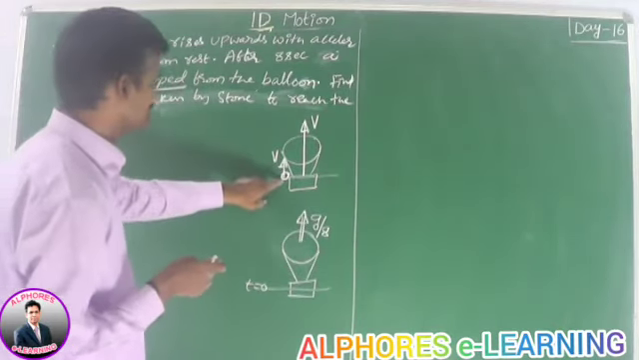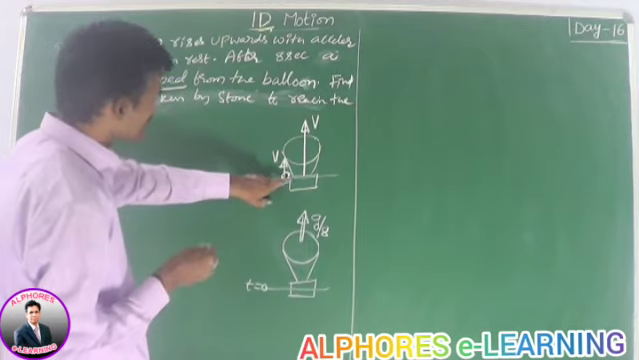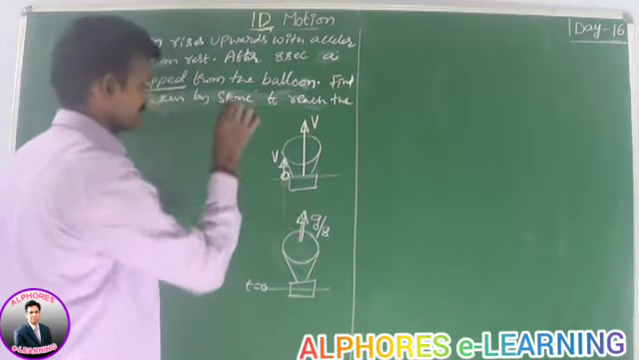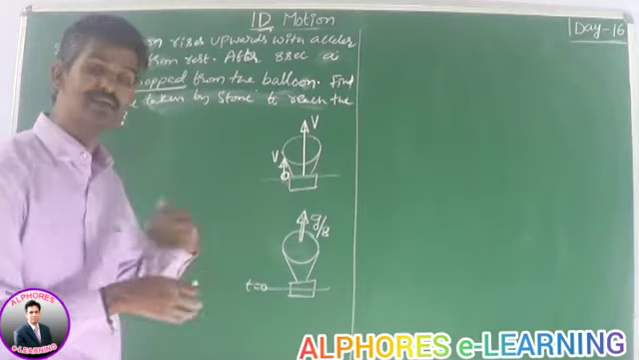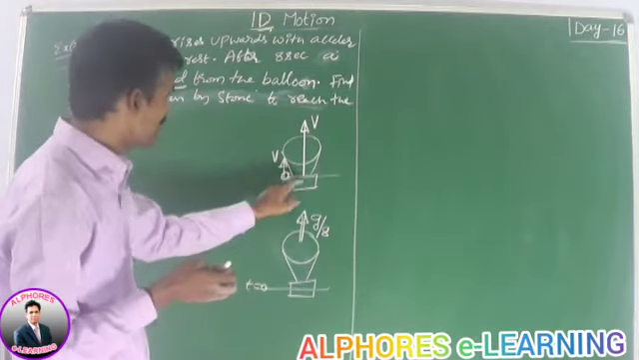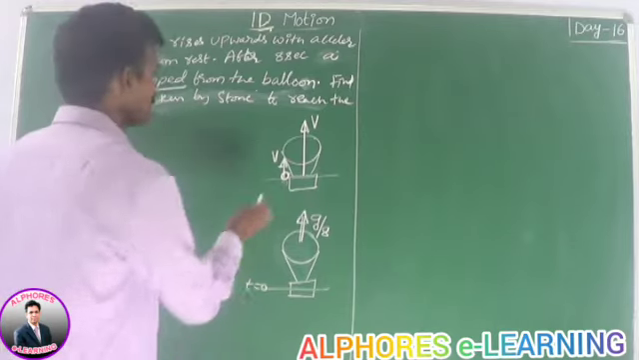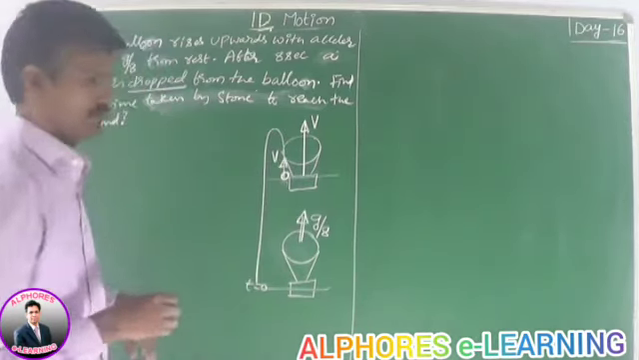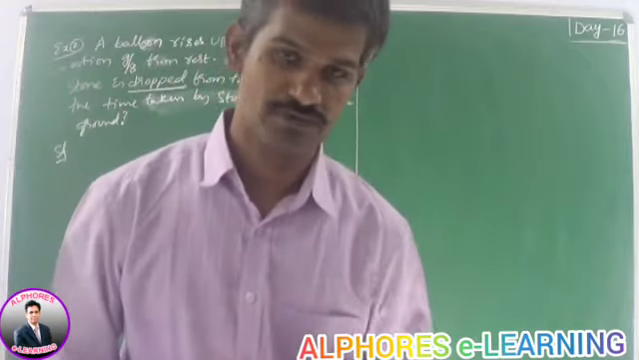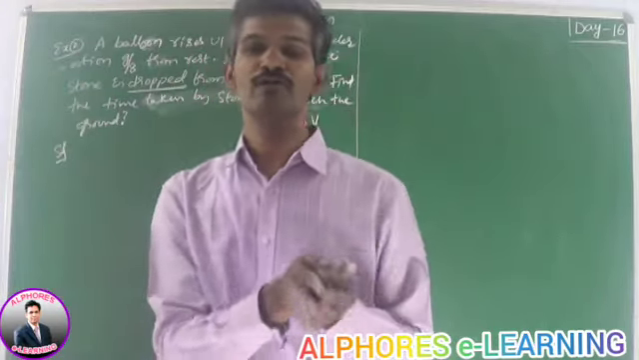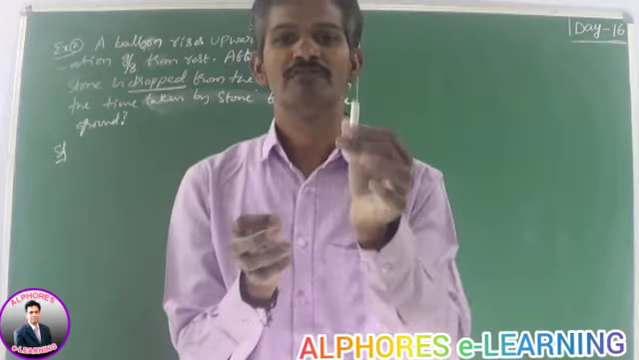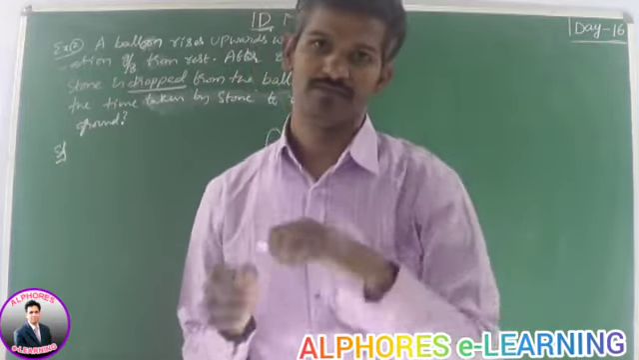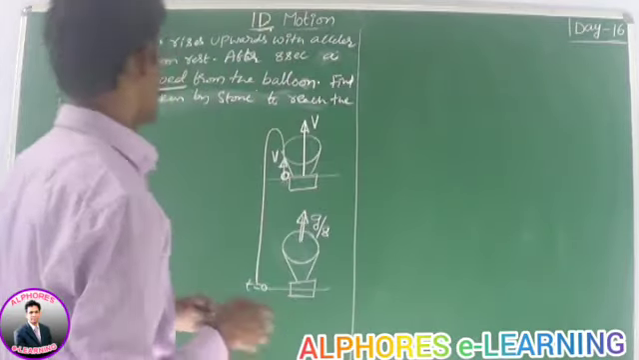As the balloon rises to some extent, as the stone is dropped, it does not behave like a freely falling body. It behaves like a vertically projected body. Why? Because the stone has the velocity of the balloon. So with this velocity, it travels vertically upwards and then falls to the ground. This is the behavior of the stone. As the stone is dropped from the balloon, it moves upwards with the velocity of the balloon to some extent and then it falls to the ground.